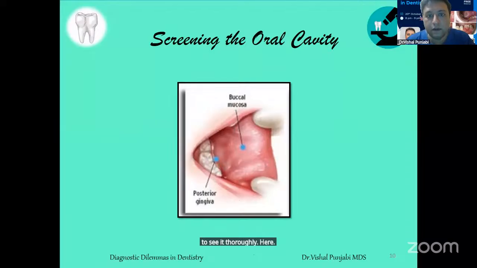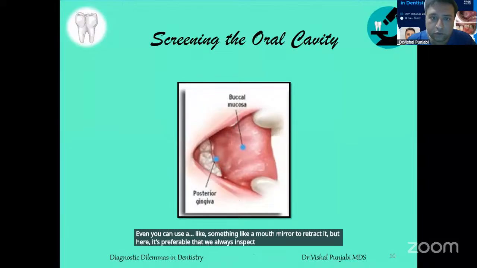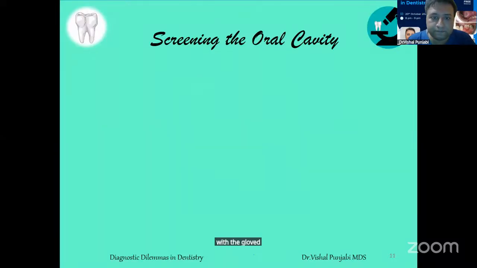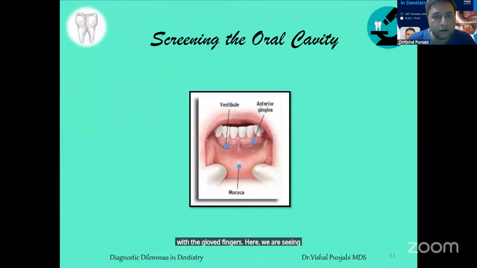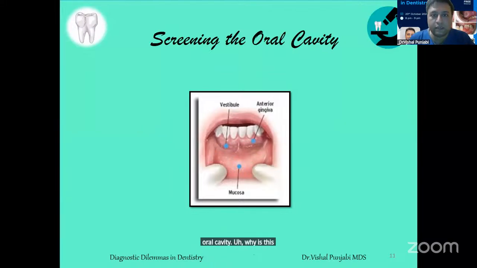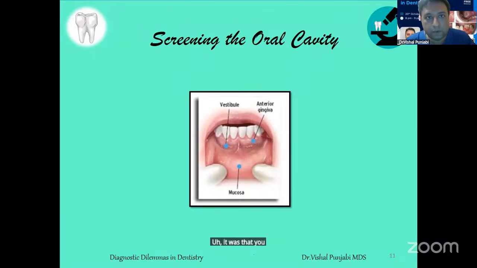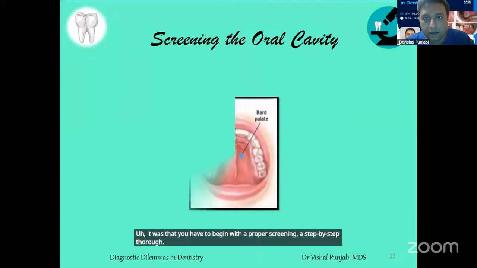Here when we examine the buccal mucosa, you can use something like a mouth mirror to retract it. But here it's preferable that we always inspect and also palpate with gloved fingers. Here we are seeing the lower labial mucosa, the vestibular area, and the amount of reflection that is needed to actually thoroughly examine and screen the oral cavity. Why is this important? Because most of the cases that we will be discussing today, you have to begin with a proper screening, a step-by-step thorough clinical examination.